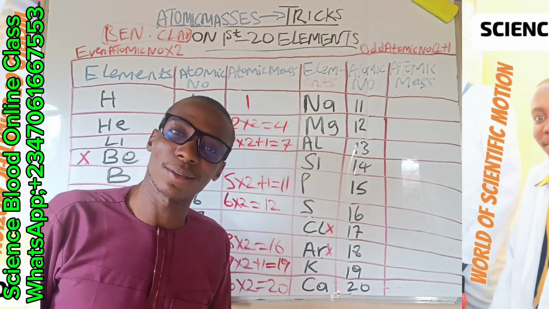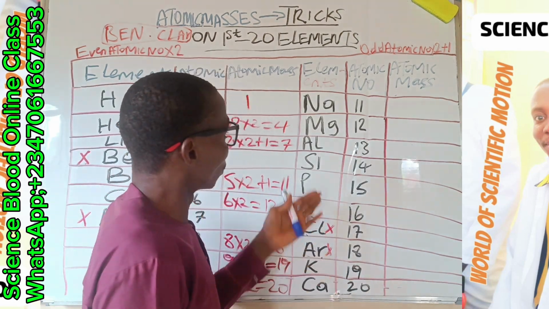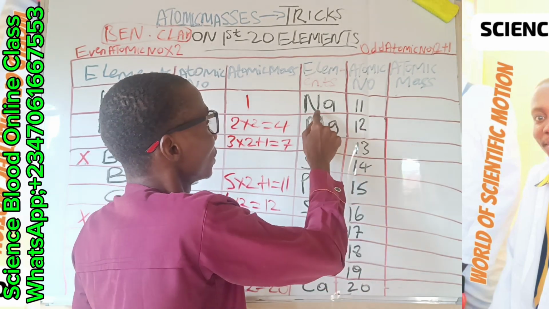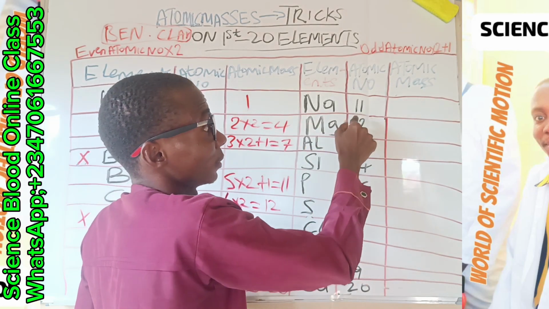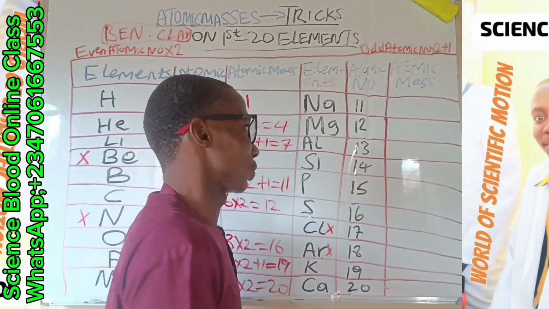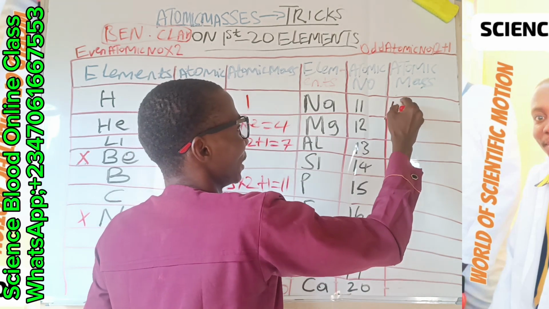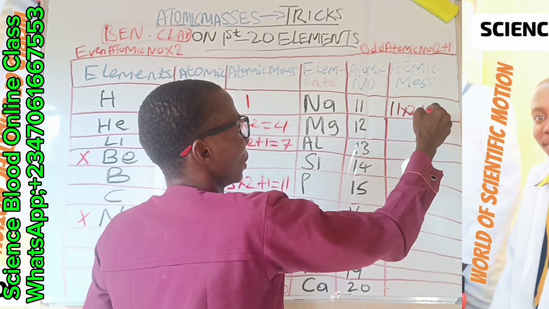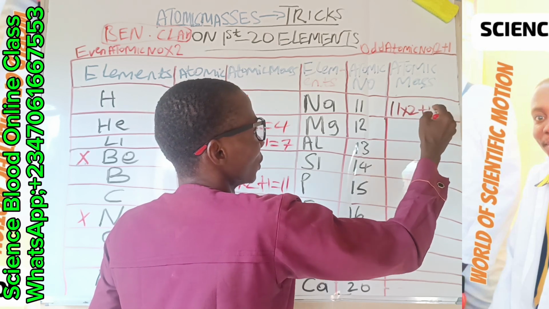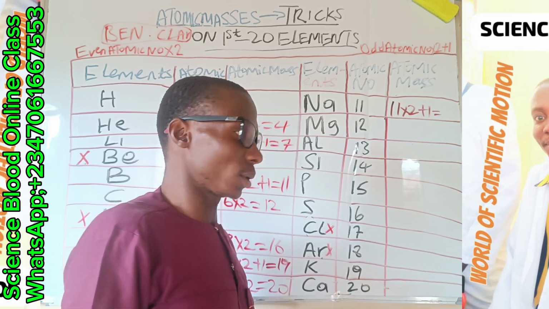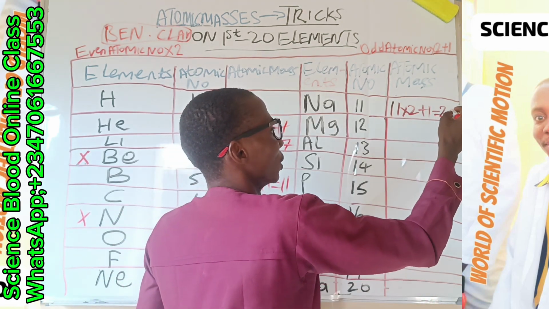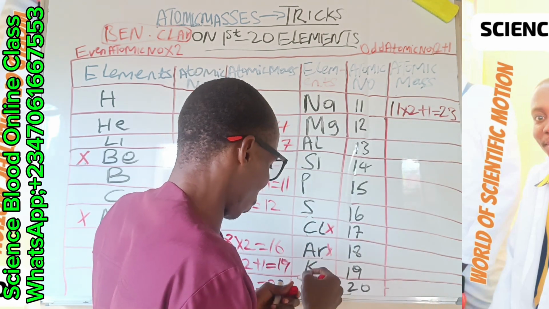So this is so simple. So let's move to this side. As you can see, this is sodium, and sodium has an atomic number of 11, and this 11 is an odd number. So what are you going to do here? Just say 11 multiplied by 2 plus 1 will give you what? 11 times 2 is 22, plus 1 is what? 23. And 23 is the mass number of sodium.